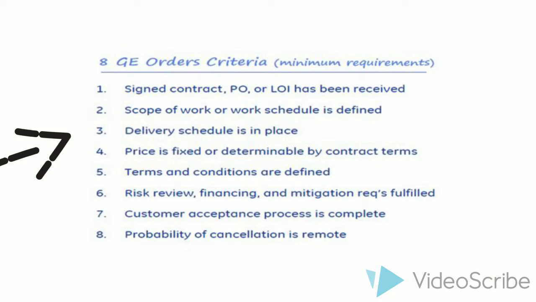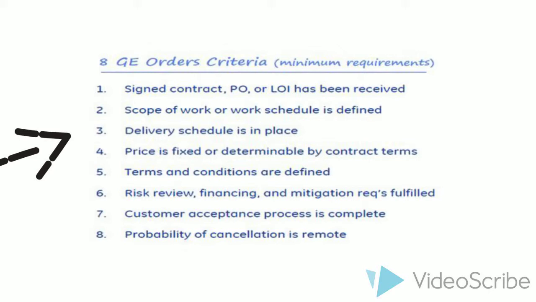The first is a signed contract, PO, or a letter of intent that has been received. The second requirement is that the scope of work or your work schedule has been defined. The third order criteria is that delivery schedule is in place. Fourth is that price is fixed or determinable by contract terms.